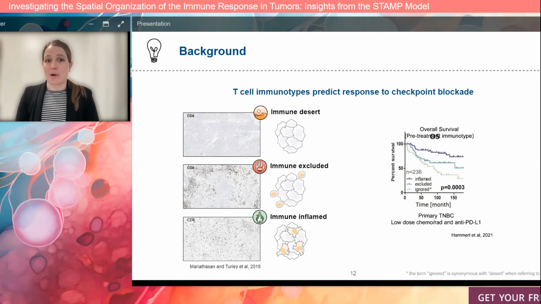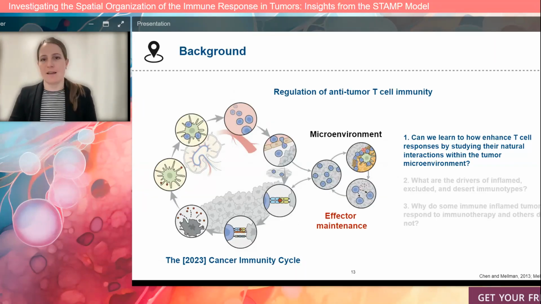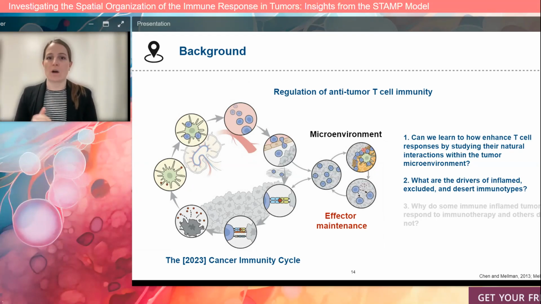So this leads to the obvious hypothesis that it might be therapeutically advantageous to drive an inflamed phenotype. And that brings us to the research questions which catalyzed the development of the STAMP model. First, can we find ways to boost T cell responses by analyzing their natural interactions within the tumor microenvironment? Or more specifically, we were interested in deciphering what are the drivers of inflamed, excluded, and desert immunotypes, because better understanding the characteristics and the triggers of these distinct immunotypes could provide valuable insights for their clinical management.